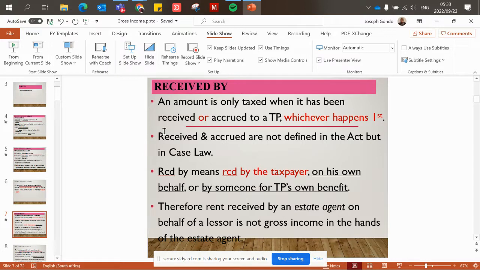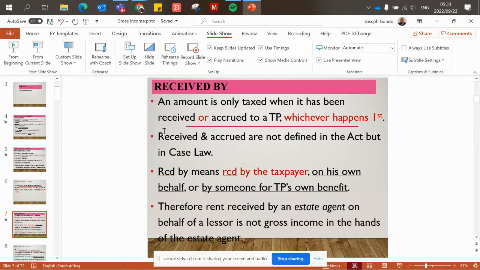That was about total amount. Let's go about received by. This is one of the important bullets in the definition of gross income, because we do have a lot of variations there. So let's talk about received by. An amount is only taxed when it has been received or accrued to a taxpayer, whichever happens first. Received and accrued are not defined in the Act, but in the case law.